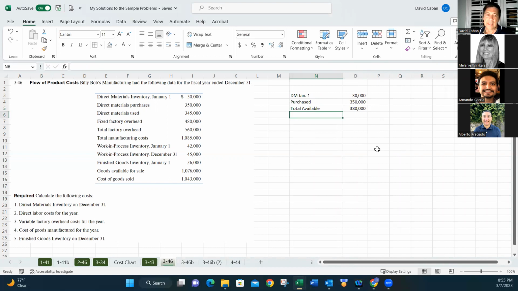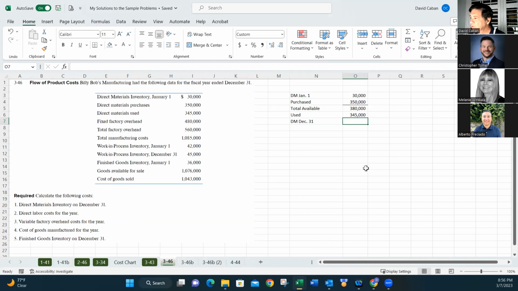Available, right? And it says that we use 345,000. Okay, 345 was used, right? So used. That means that it went to the work in process probably. So how much materials must we have ended with in this case? What's the direct materials as of December 31? Anybody can tell me? 35,000. It has to be 35. Thank you very much, Christopher. So it has to be 35. And there's your answer for number 1.